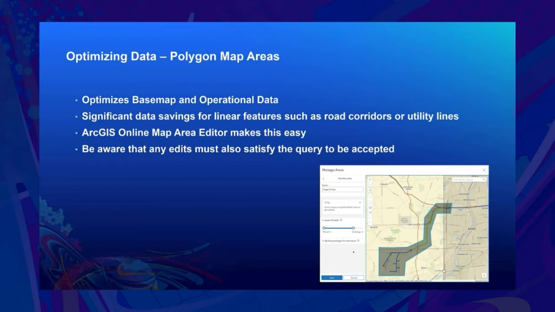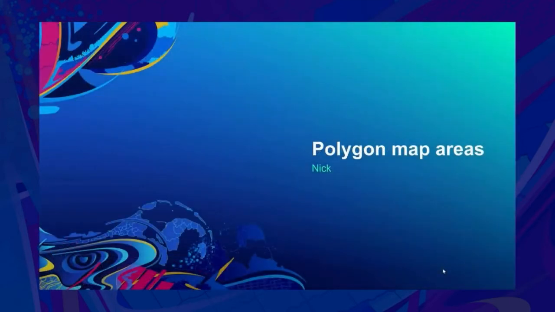So it's a very powerful way of selecting just the area from the base map and the feature set that you are interested in. But you've got to be aware that any edits you make must also satisfy that polygon shape to be accepted. So just like with all sync workflows really, if you were to start adding data that's outside the area of the replica that we created, in this case the polygon for the map area, that would be rejected by the server when you come to sync back. So I'm going to hand you back to Nick for a quick demonstration of working with polygon map areas.